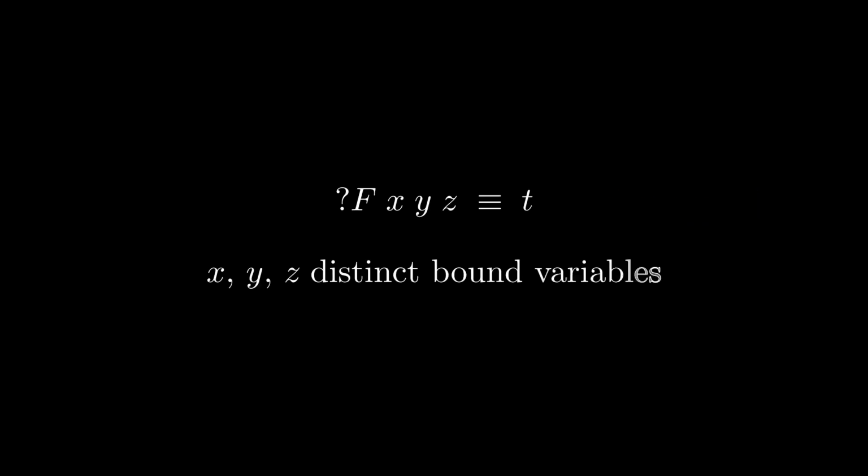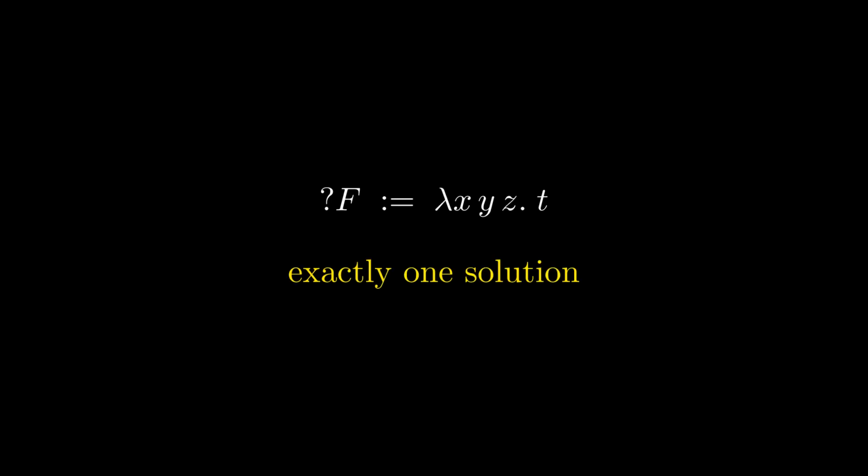The way out is due to Dale Miller. Restrict attention to the case where a metavariable is applied only to distinct bound variables. Then the equation has exactly one solution, and finding it is cheap. Just abstract the right-hand side over those variables. This well-behaved case is the pattern fragment, and solving only it is called pattern unification. Developed by Miller and refined by Pfenning, it is the backbone of higher-order unification.